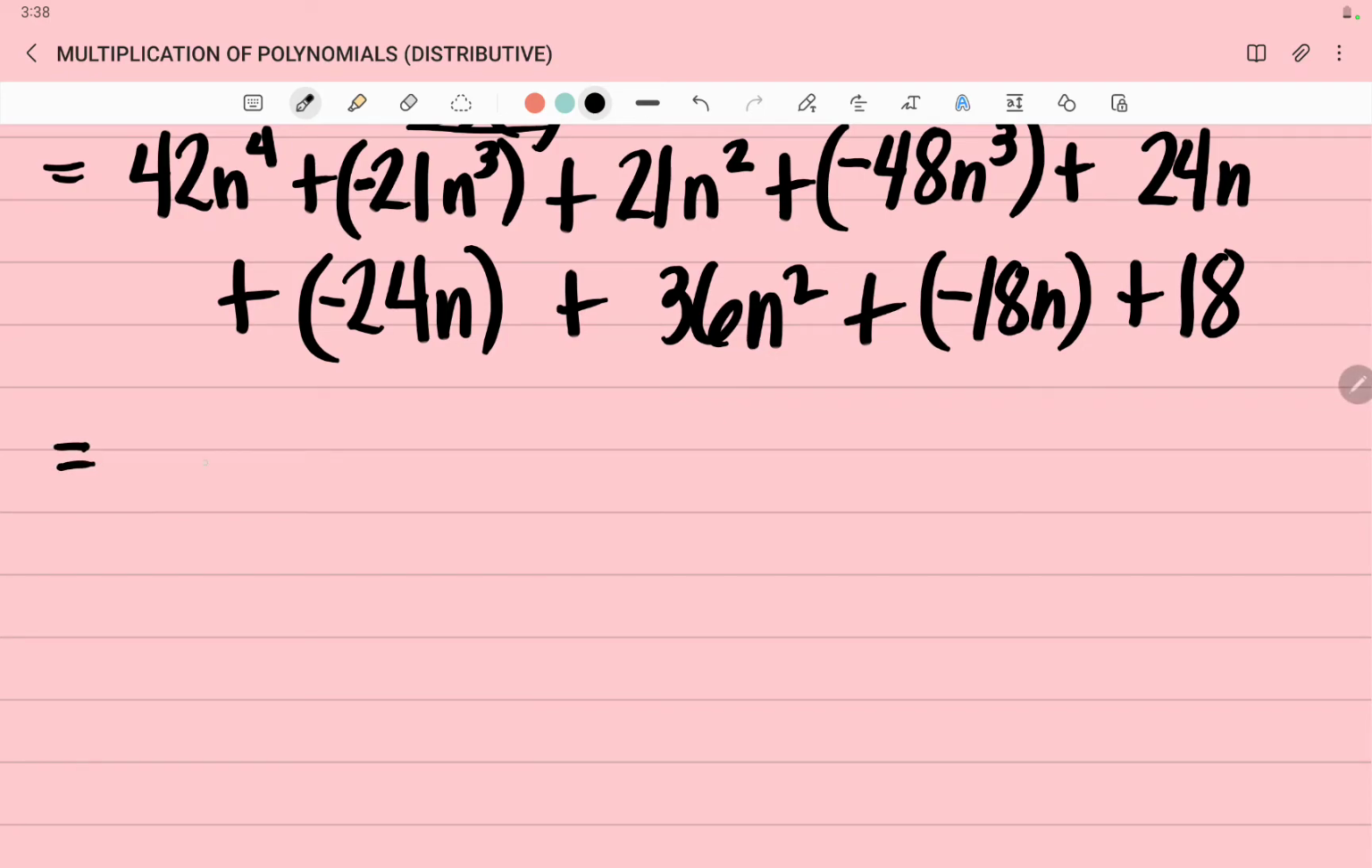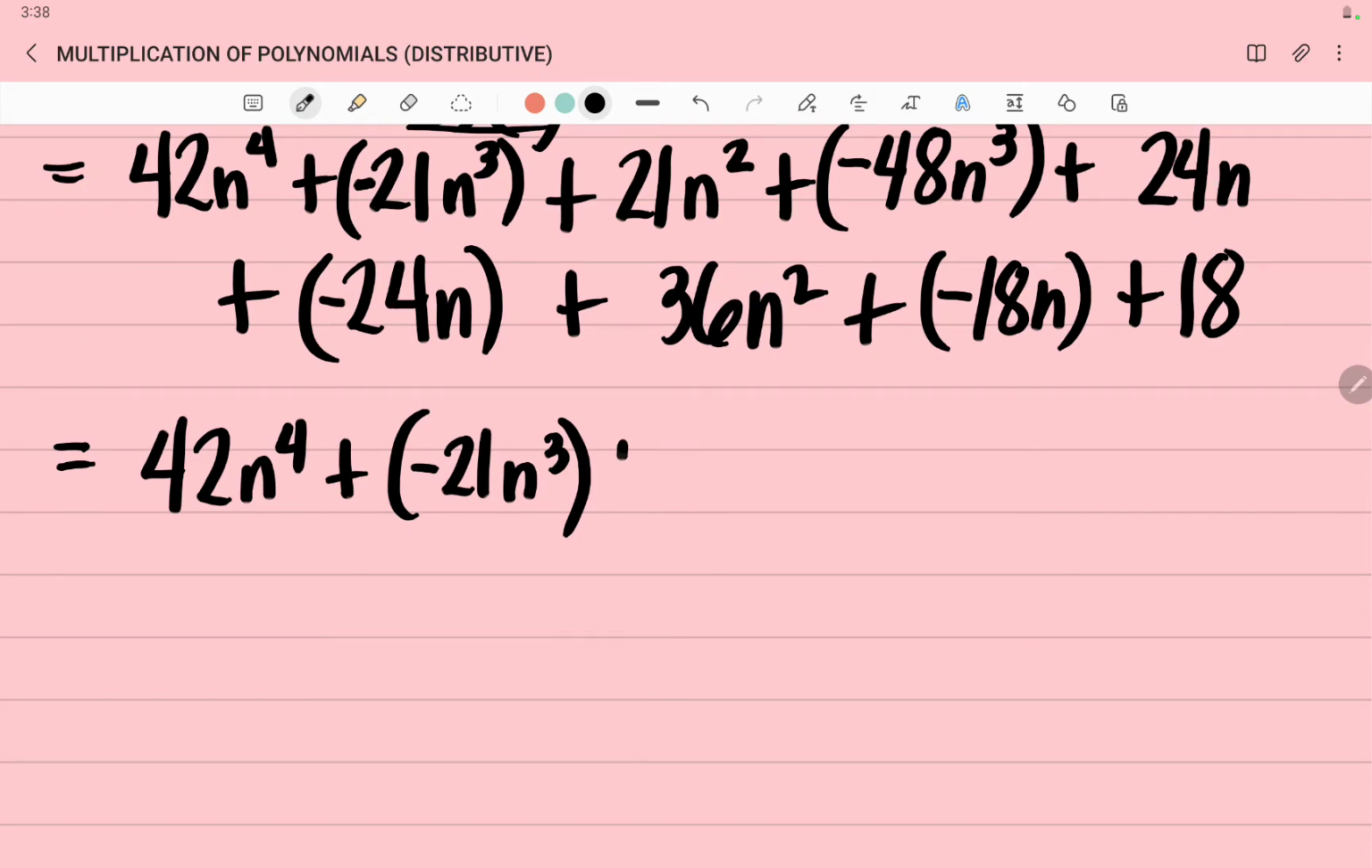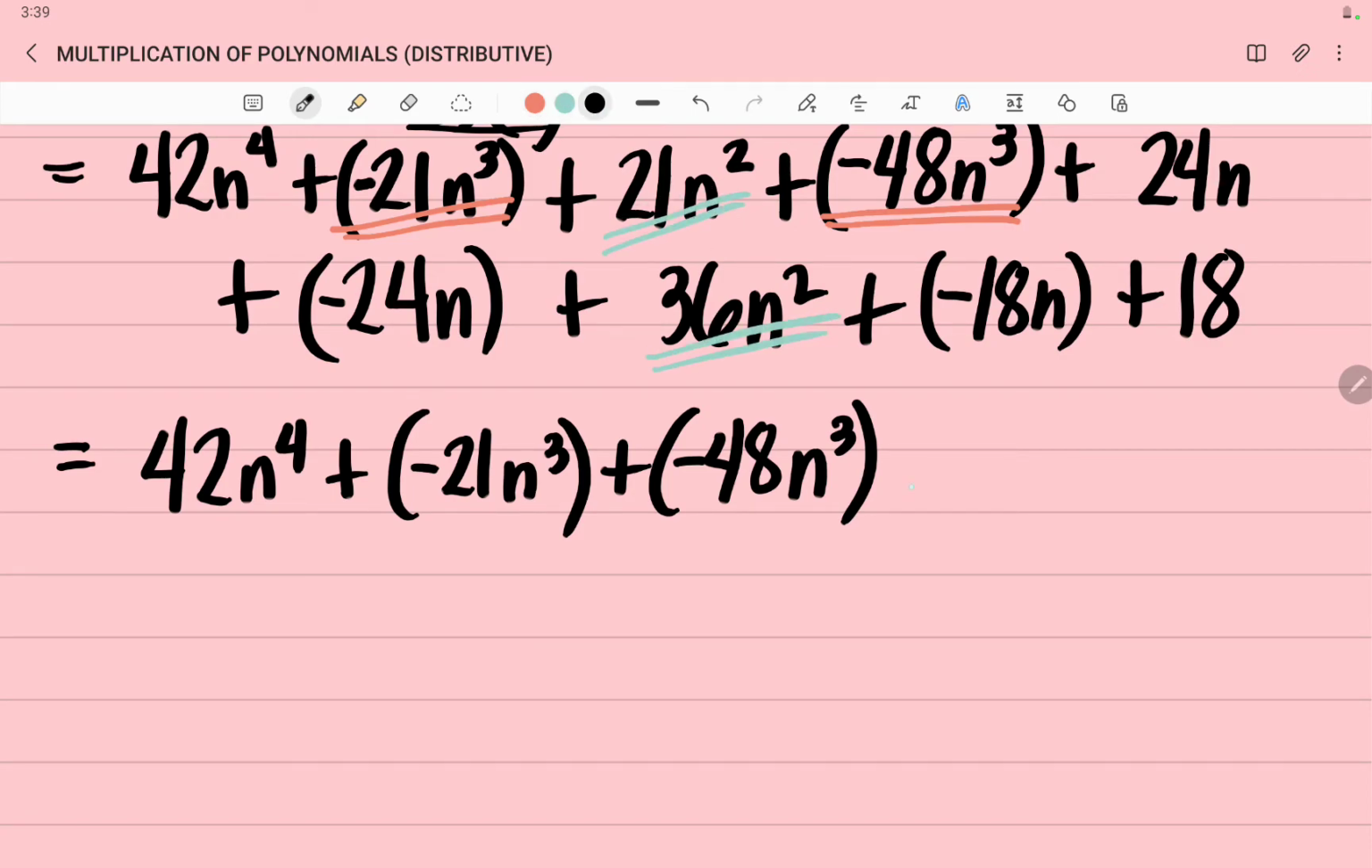So we have now 42n raised to 4 plus negative 21n raised to 3 plus negative 48n raised to 3. Okay, so we write next every term with n raised to 3. And then next will be every term with n raised to 2, plus 21n squared plus 36n squared.